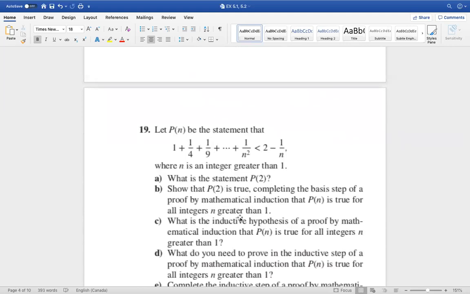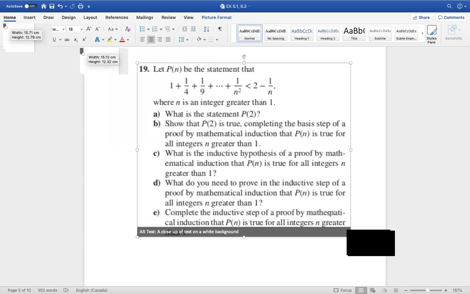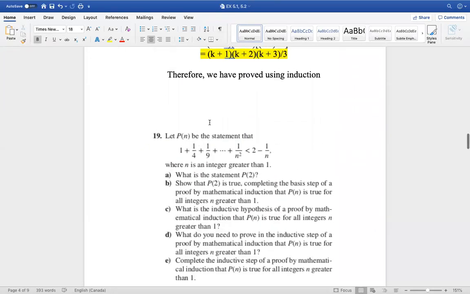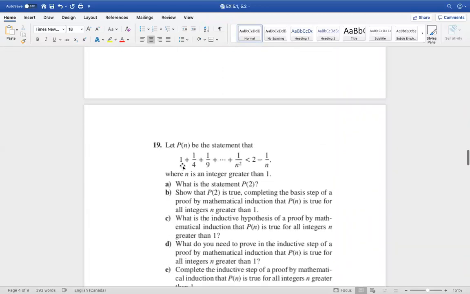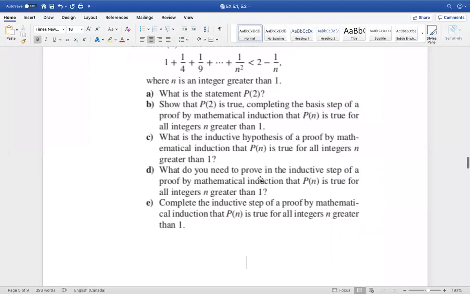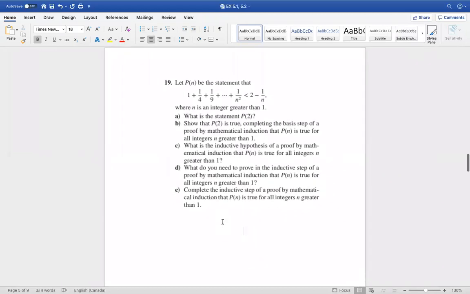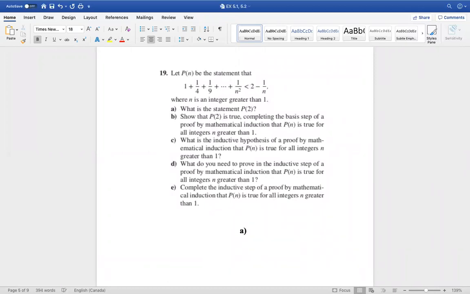So this is the question number 19 here. Maybe I can just reduce it a little bit. Okay. Now here we have Pn be the statement. So now we have this function Pn which represents this statement over here. And then we are told that n is an integer greater than 1, we know the domain of n, so it's integer greater than 1.